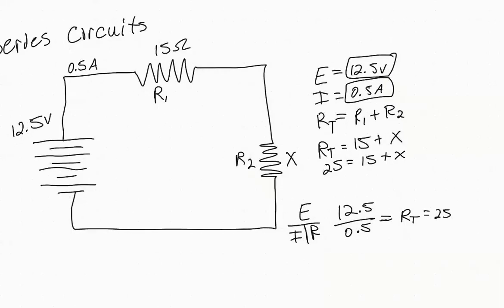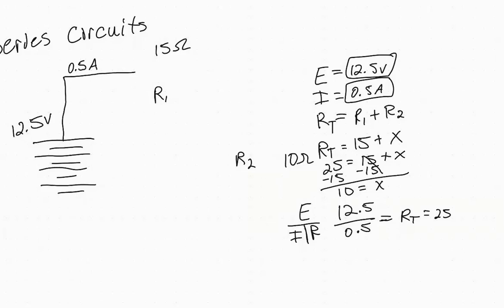Now, if we continue on, we can subtract 15 from both sides if we want to do it the algebraic way, so we can see the math. That cancels out. So the 15 minus 15 equals 0, and we're left with just X. And 25 minus 15 is 10. X equals 10. So our R2 is, in fact, 10 ohms. Okay, and that's how we found our answer there. So our answer is 10 ohms. Oops, I'm sorry, I erased that on accident, but the answer is 10 ohms. Okay, that's what we're looking for.